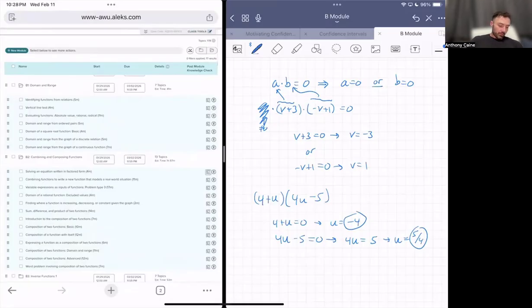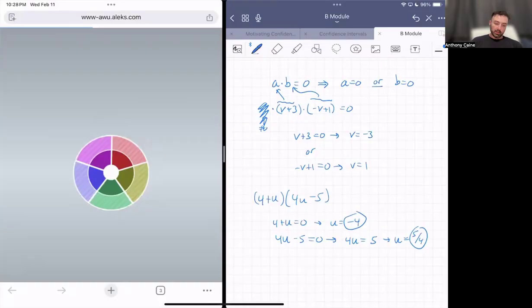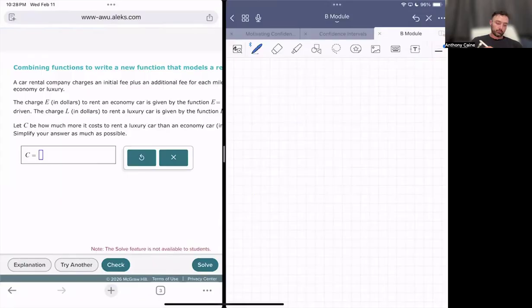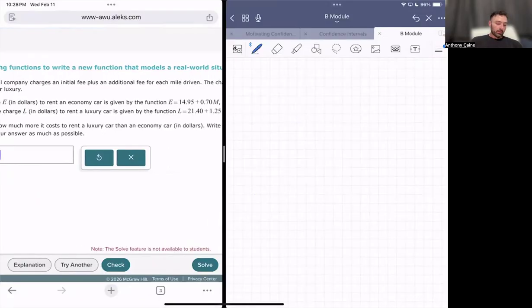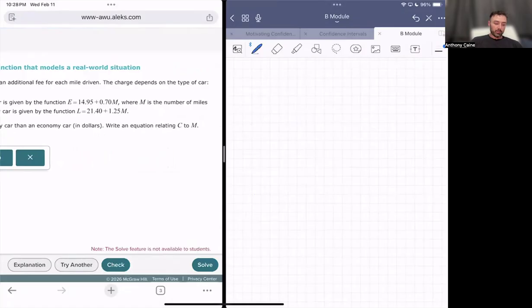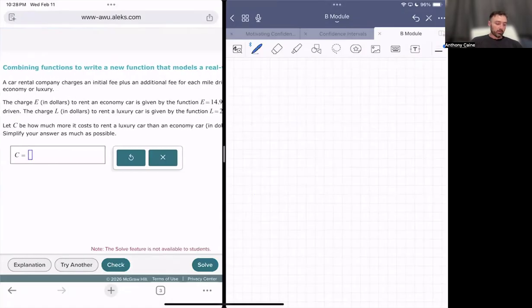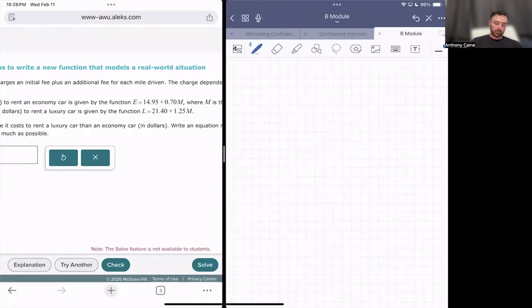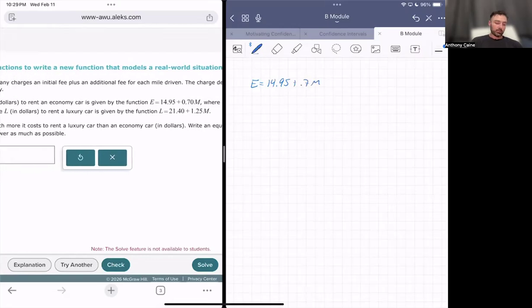Okay, combining functions to write a new function that models a real-world situation. Let's take a peek. A car rental company charges an initial fee plus an additional fee per mile driven. Fine. The charge depends on the type of car, economy or luxury. The economy charge to rent an economy car is given by this function. Okay, so E is equal to 14.95 plus 70 cents a mile, where M is the number of miles driven. Right. The luxury car is 21.4 plus $1.25 a mile.